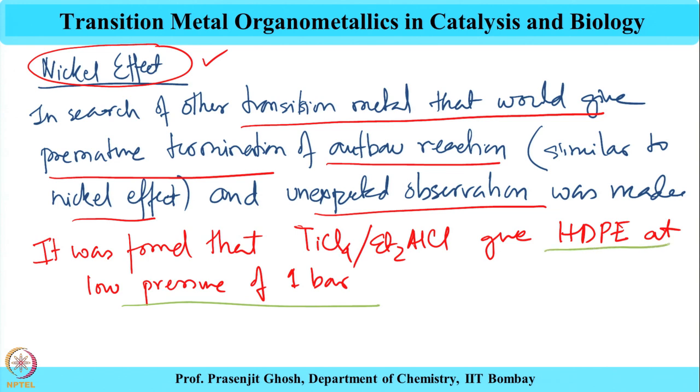where extremely high pressures are needed, pressures of around 2000 psi, to produce polymers which are not really very long in chain, like LDPE. This TiCl4 and diethyl aluminum chloride efficiently gave HDPE at a very low pressure of 1 bar. So, this was indeed a radical discovery at that point of time, because now we have a titanium based catalyst that can polymerize ethylene to give long chain linear polyethylene at very low pressure of 1 bar, and these are highly crystalline materials without much branching.